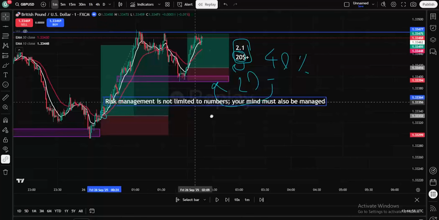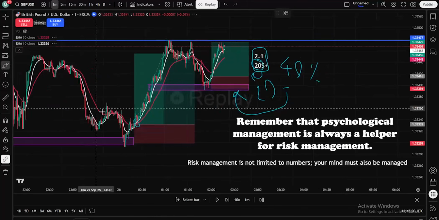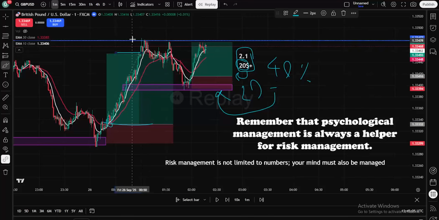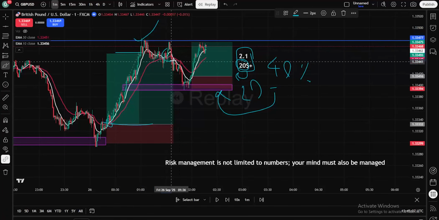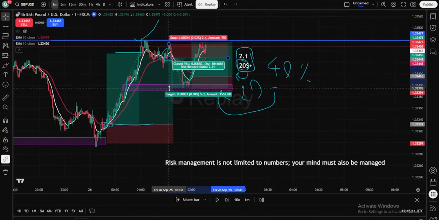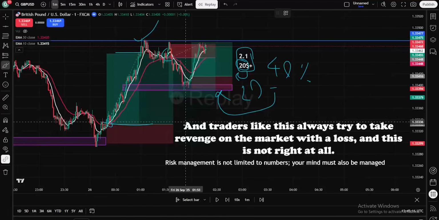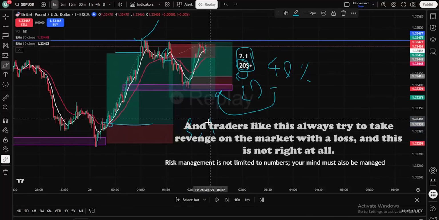4. Psychological management. Risk management is not limited to numbers. Your mind must also be managed. When you get stopped out, you shouldn't rush into the next trade to cover your losses. What is called a revenge trader. This is the most dangerous trap for traders.